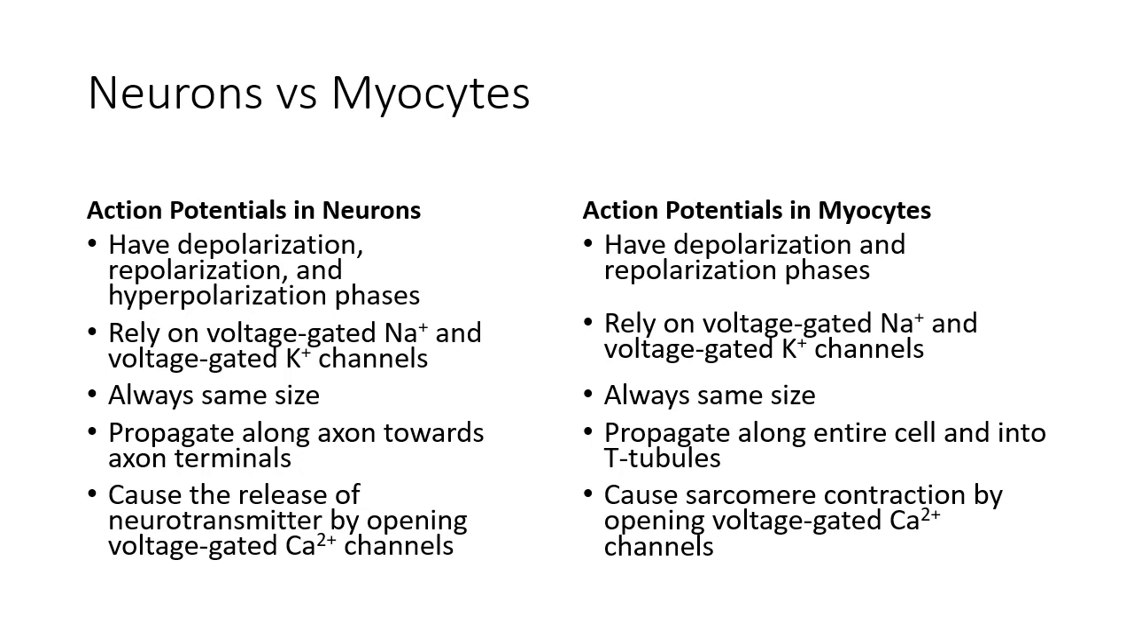In neurons, once the action potential reaches the axon terminal, it opens the voltage-gated calcium channels. In myocytes, once the action potential reaches the T-tubules, it opens the voltage-gated calcium channels that are in the terminal cisternae, and that releases calcium from the sarcoplasmic reticulum.